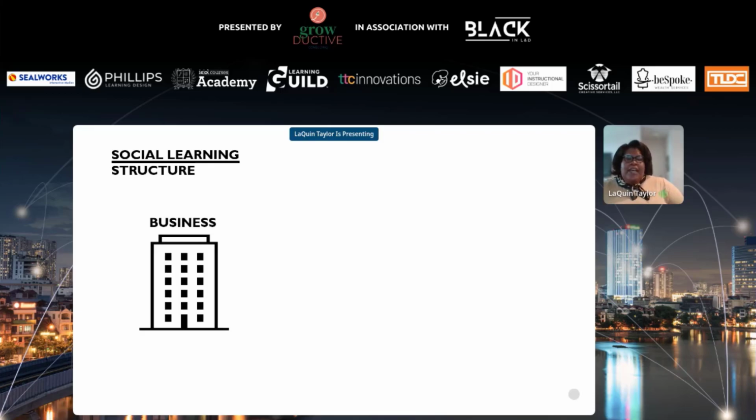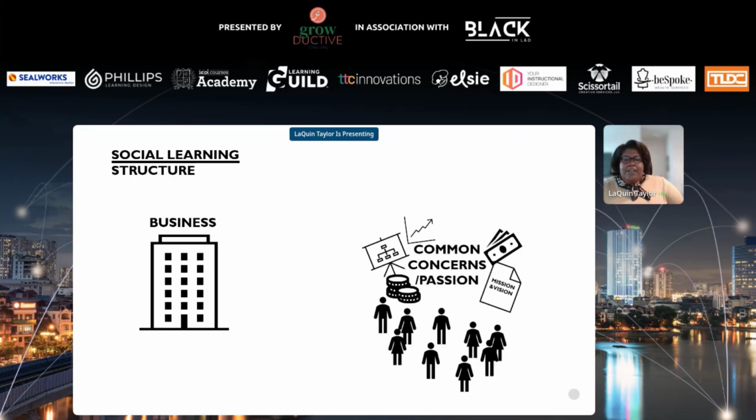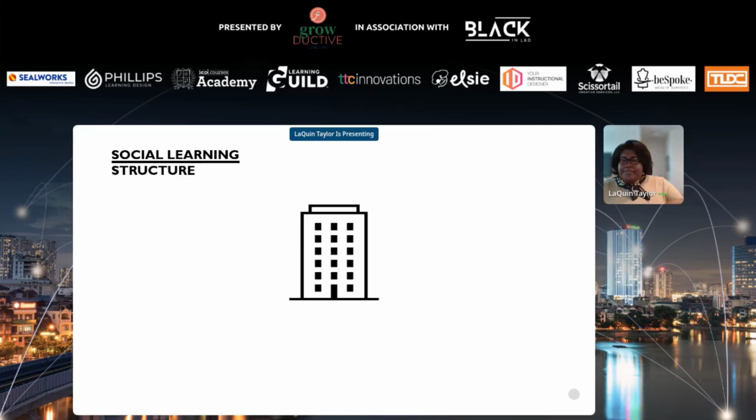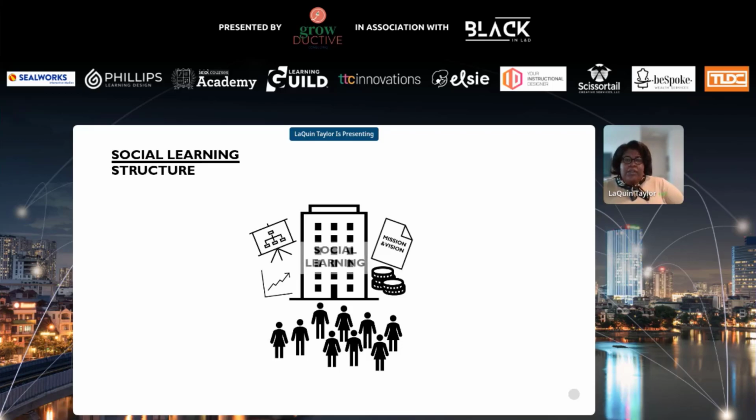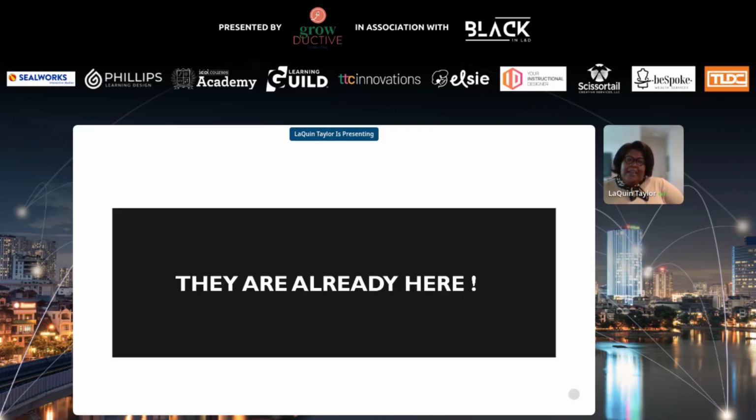In an organization, we have a number of employees. These employees work together towards a common concern or passion. And if we ask leadership, they're going to probably say that concern or passion is closely tied to the mission and vision statement of the business. The point here is that organizational structure is built around a common concern or passion. And because most organizations require their employees to interact regularly to perform their work, employees are organically participating in social learning. In other words, we aren't building it so they will come, because they are already here, organically participating in social learning.